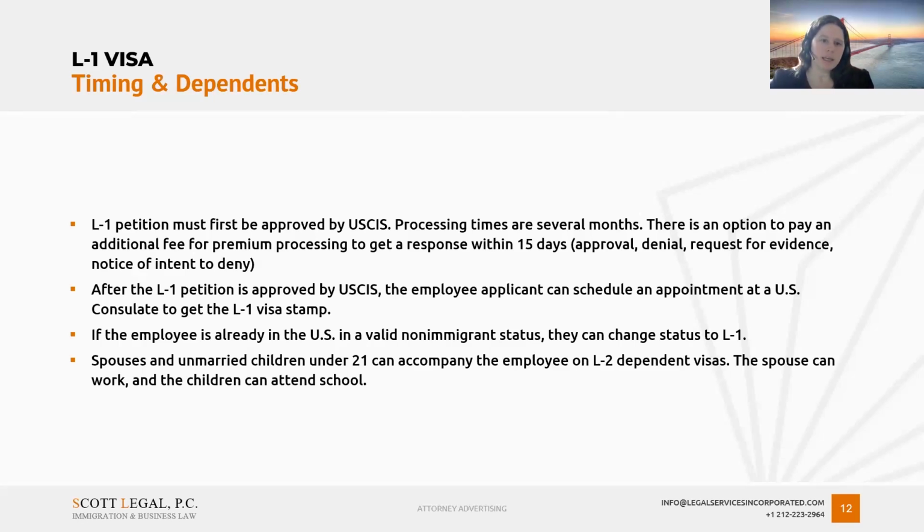Spouses and unmarried children under 21 can accompany on L2 dependent visas. The spouses can work, just incident to their status as an L2 spouse. When you enter the United States, they should make sure their I-94 is annotated L2S as an L2 spouse, and this can be used as proof of work authorization. Children can attend school on the L2, but cannot work.